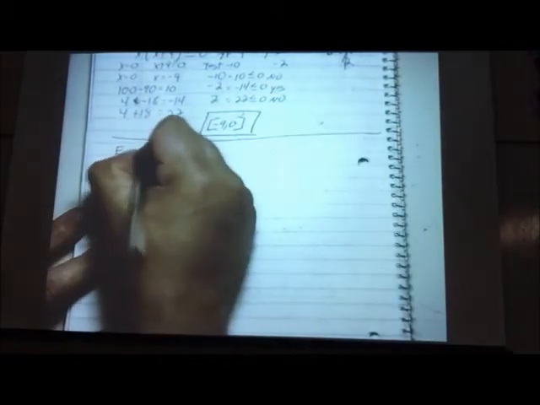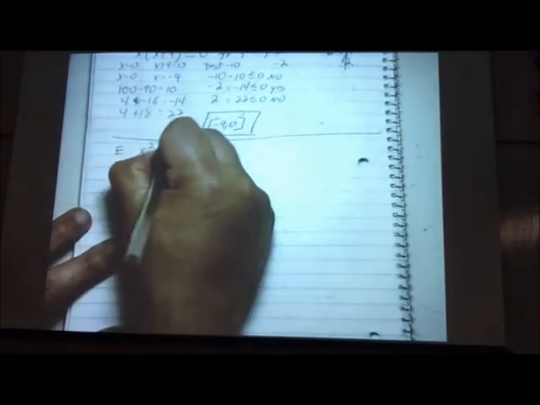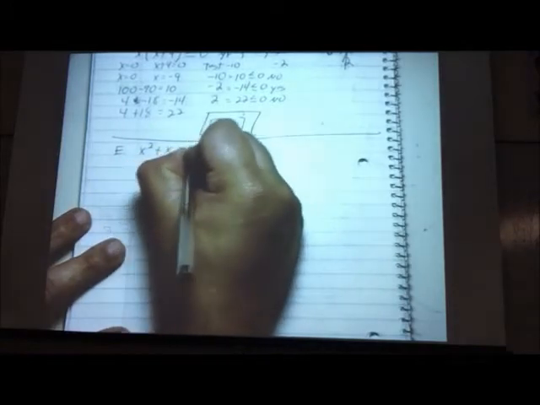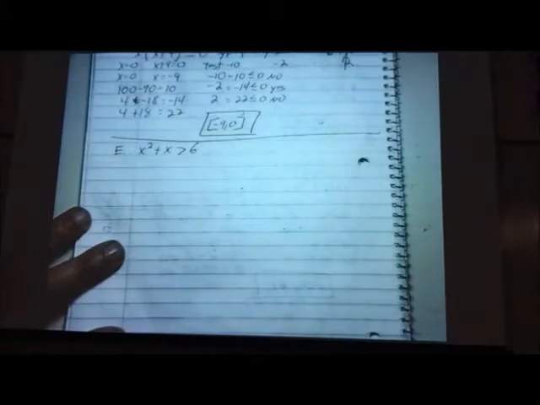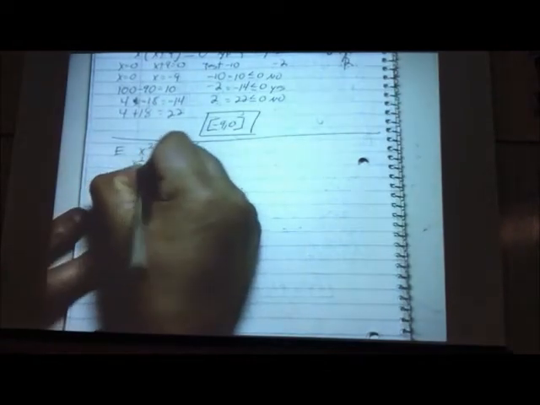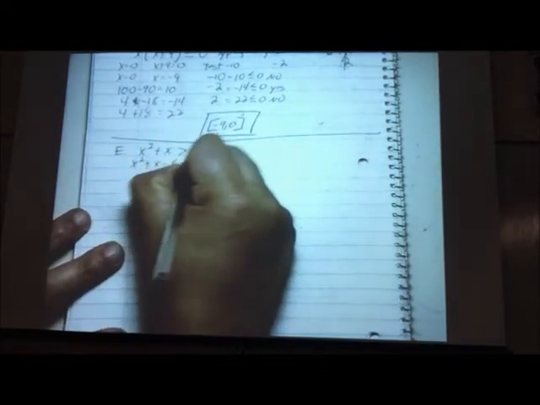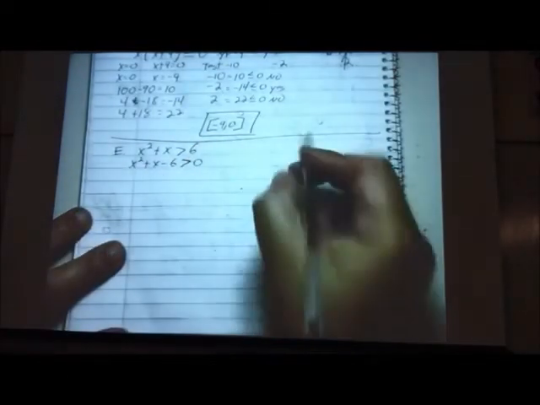For E, we are given x squared plus x greater than 6. What's wrong? It's not set to 0. What do I need to do? Subtract 6, move the 6 over. x squared plus x minus 6 is greater than 0. We're good here. Now I do my table.